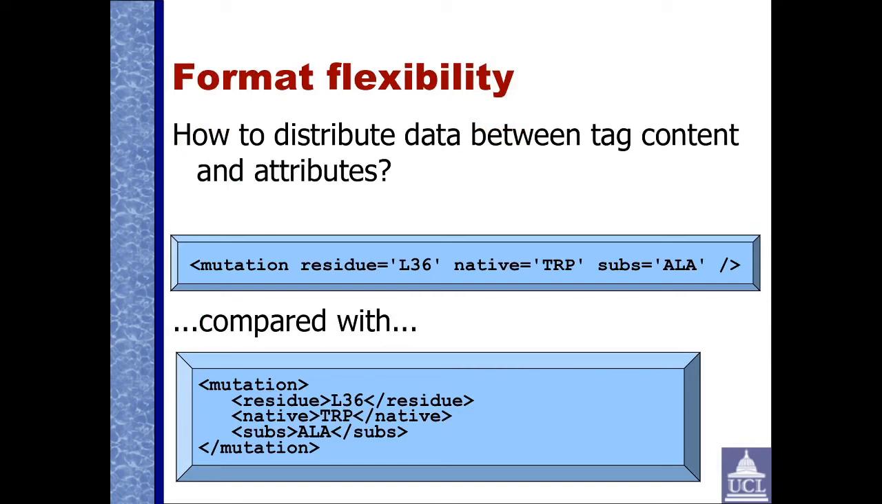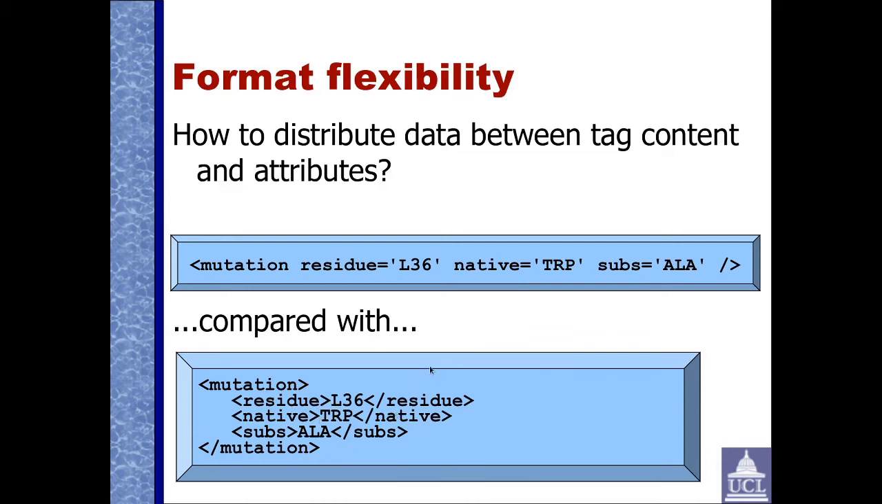So just coming back to this problem of format flexibility, if you ask one person to design an XML format to describe a particular thing, and you ask another person, they will probably come up with different ways of doing it. So it's not a problem per se, but it's something that you need to be aware of. So in my mutations example, to describe each mutation, I said mutation residue equals native equals and substitution equals. So this was all done with attributes. But equally, I could have done this. I could have opened a mutation tag, and that could have contained a residue tag, a native tag, a substitution tag, and so on.